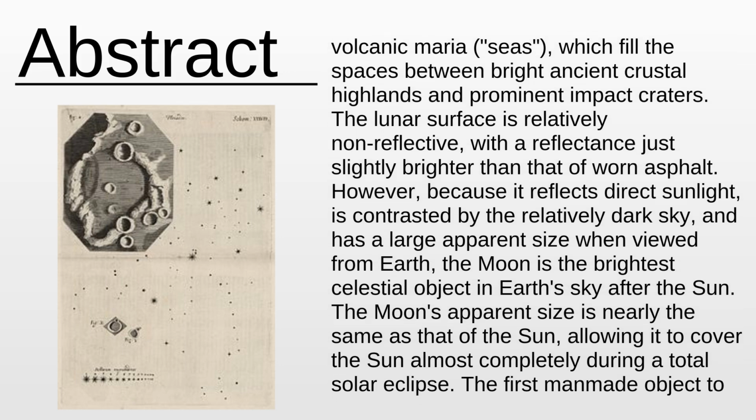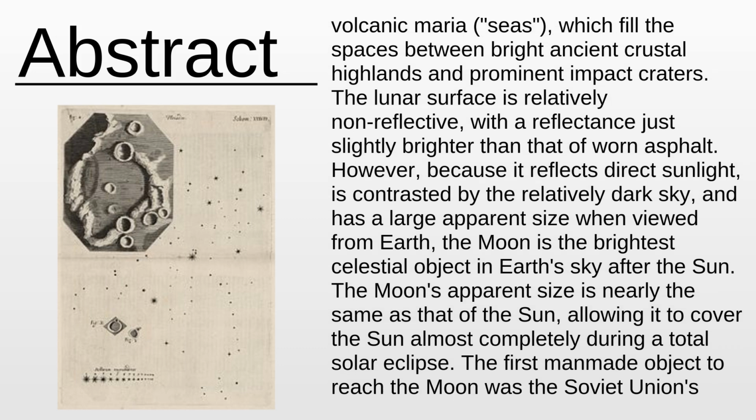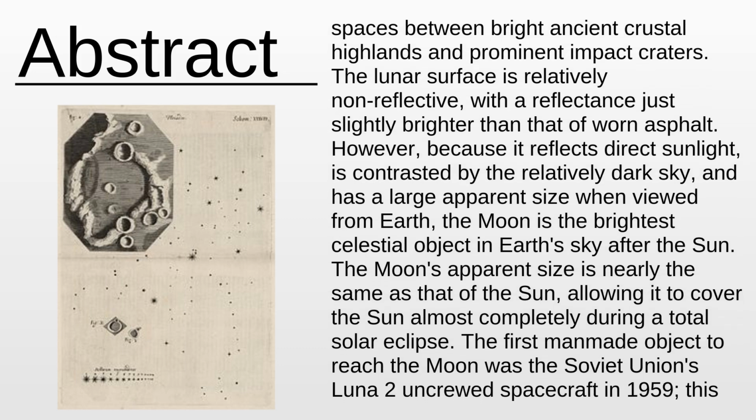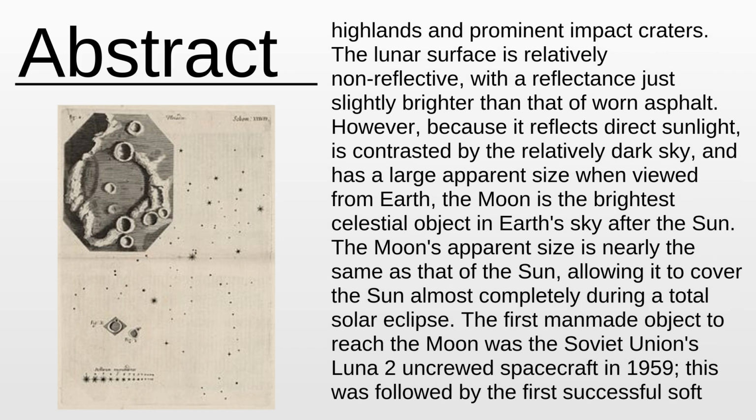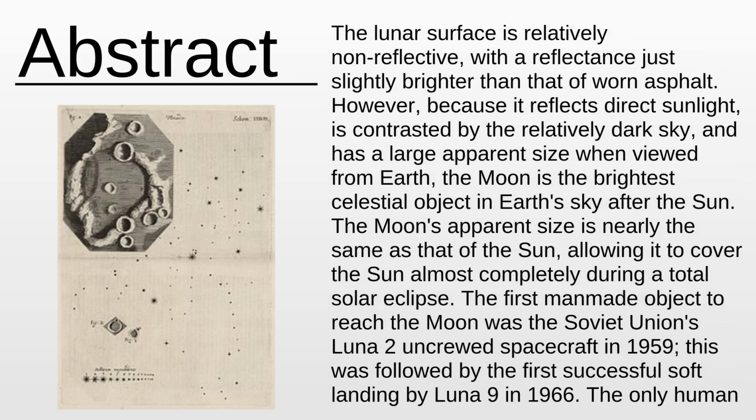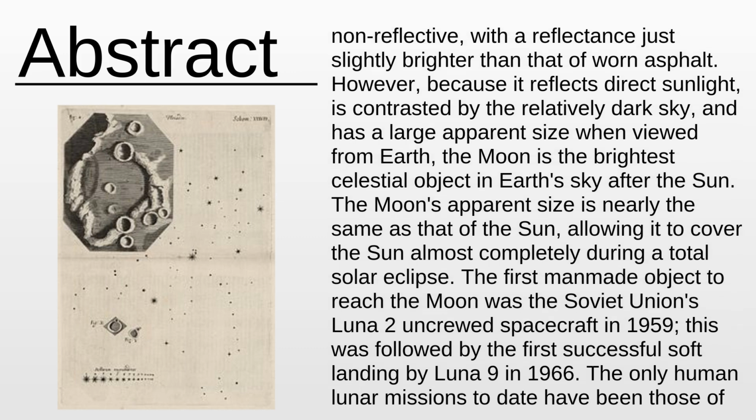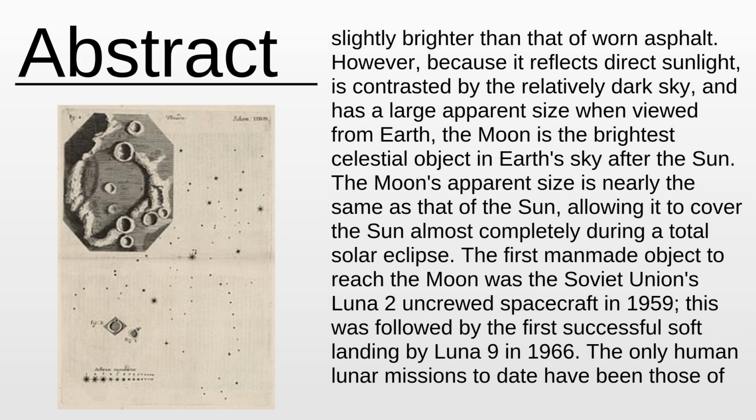The near side of the Moon is marked by dark volcanic maria, seas, which fill the spaces between bright ancient crustal highlands and prominent impact craters. The lunar surface is relatively non-reflective, with a reflectance just slightly brighter than that of worn asphalt.